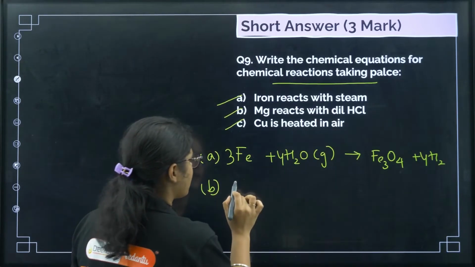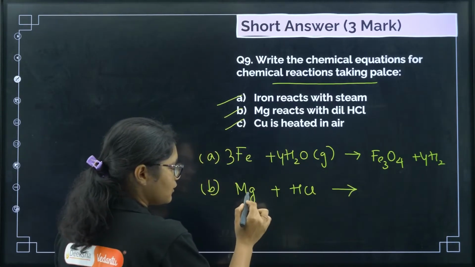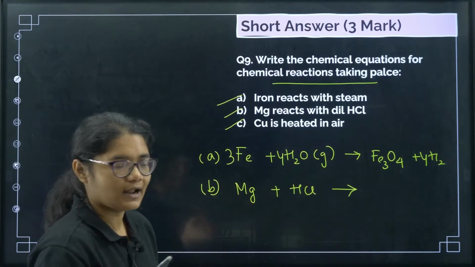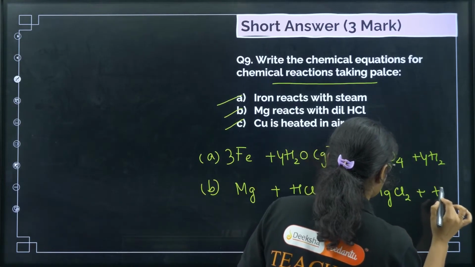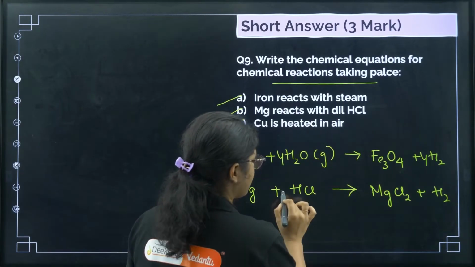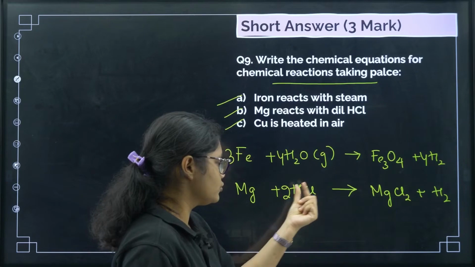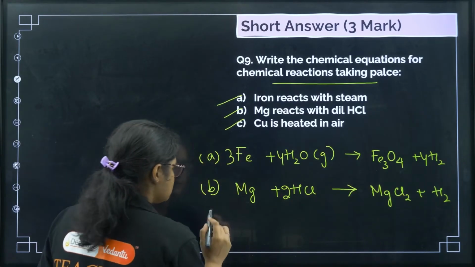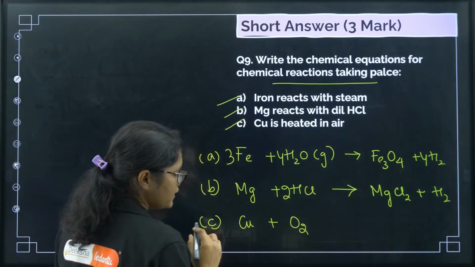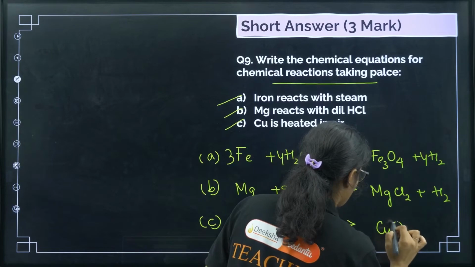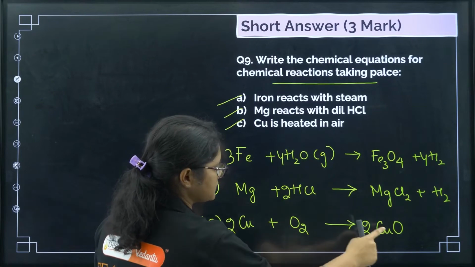Next one, magnesium reacts with dilute HCl. When a metal reacts with acid, we get salt and hydrogen gas, right? So again, salt I'll get MgCl2 plus H2, right? So now if I want to balance it, I can just make it 2 HCl. You need 1 magnesium, 2 hydrogen, 2 chlorine, and then 2 chlorine. Next, third one, copper is heated with air. Air means oxygen, okay? So when copper is heated with air, we get copper oxide. So to balance it, we can write 2 and 2 here, right? 2 copper, 2 oxygen.